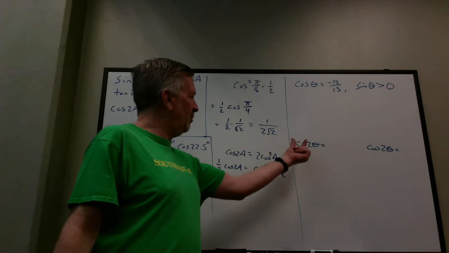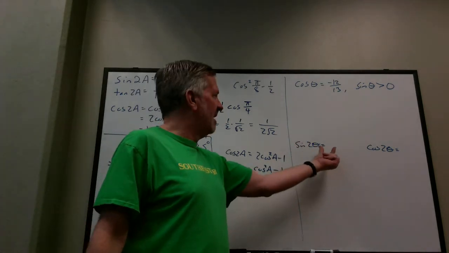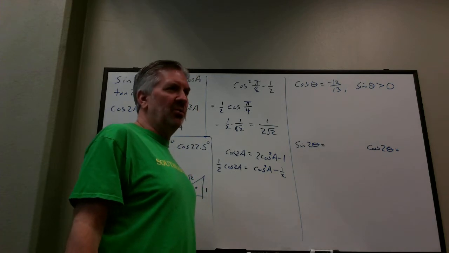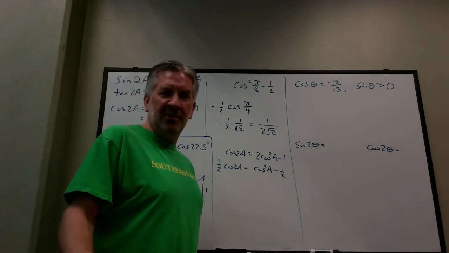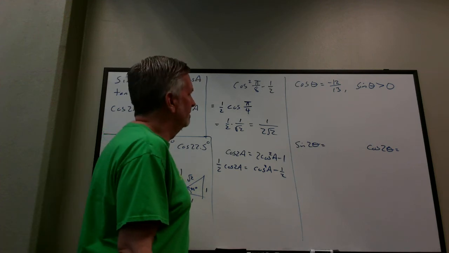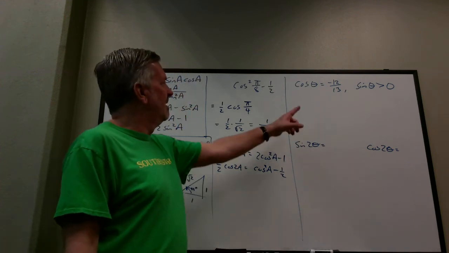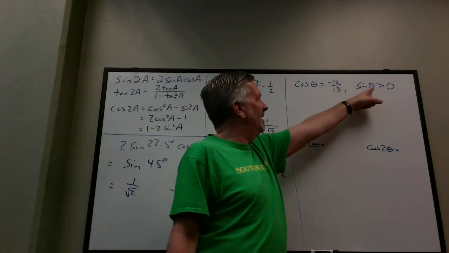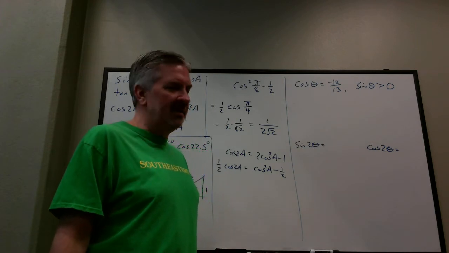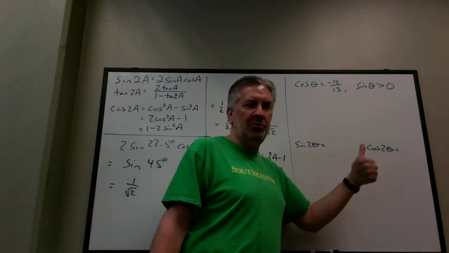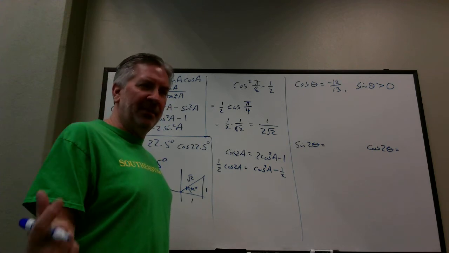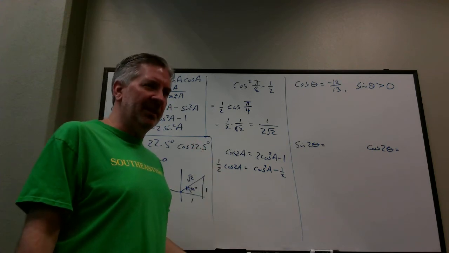So I want to know something about the angle 2 theta. This is not a trick question. What did the original information in the problem tell me about the angle 2 theta? Nothing, right? They told me cosine theta and told me something about sine theta. The information they gave me was about theta, and we want to know about 2 theta. Boy, I wish we had something that related information about theta to information about 2 theta.